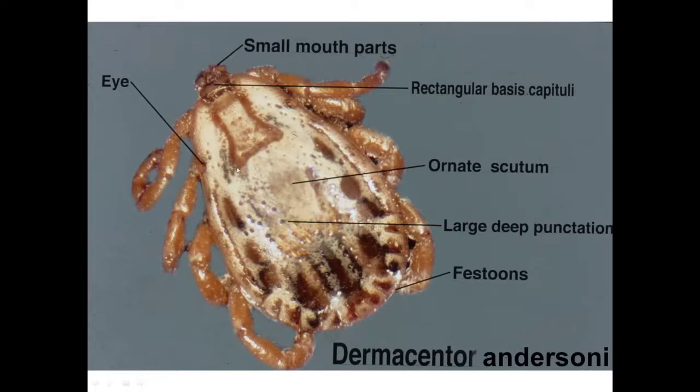Dermacentor ticks have eyes right there and there. They have festoons. They have deep pits, and they have an ornate decorated scutum. Important because they remain major vectors of Rocky Mountain spotted fever and Ehrlichia in the U.S. Also, tick paralysis. Dermacentor ticks tend to attach where? Upper body and scalp. They love the scalp.